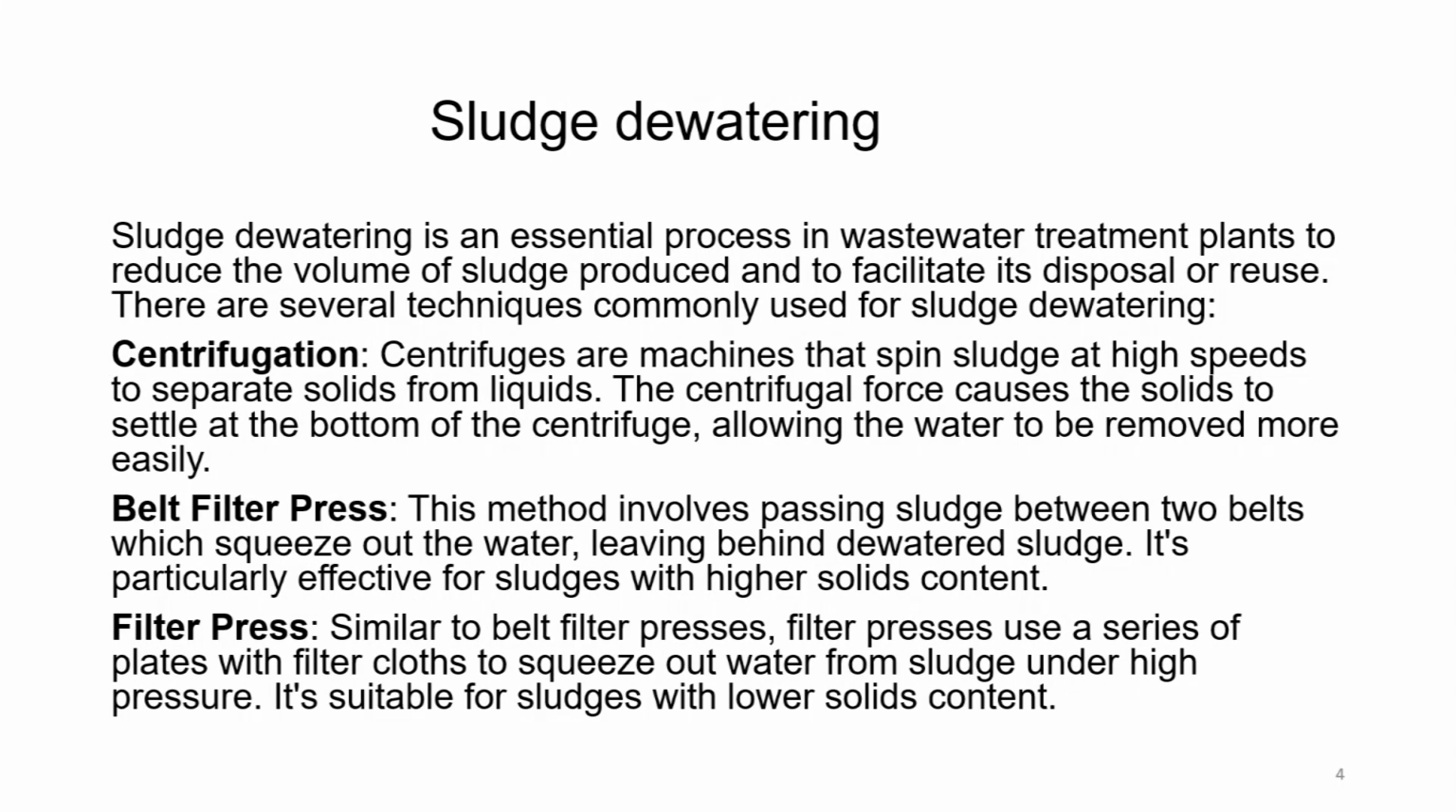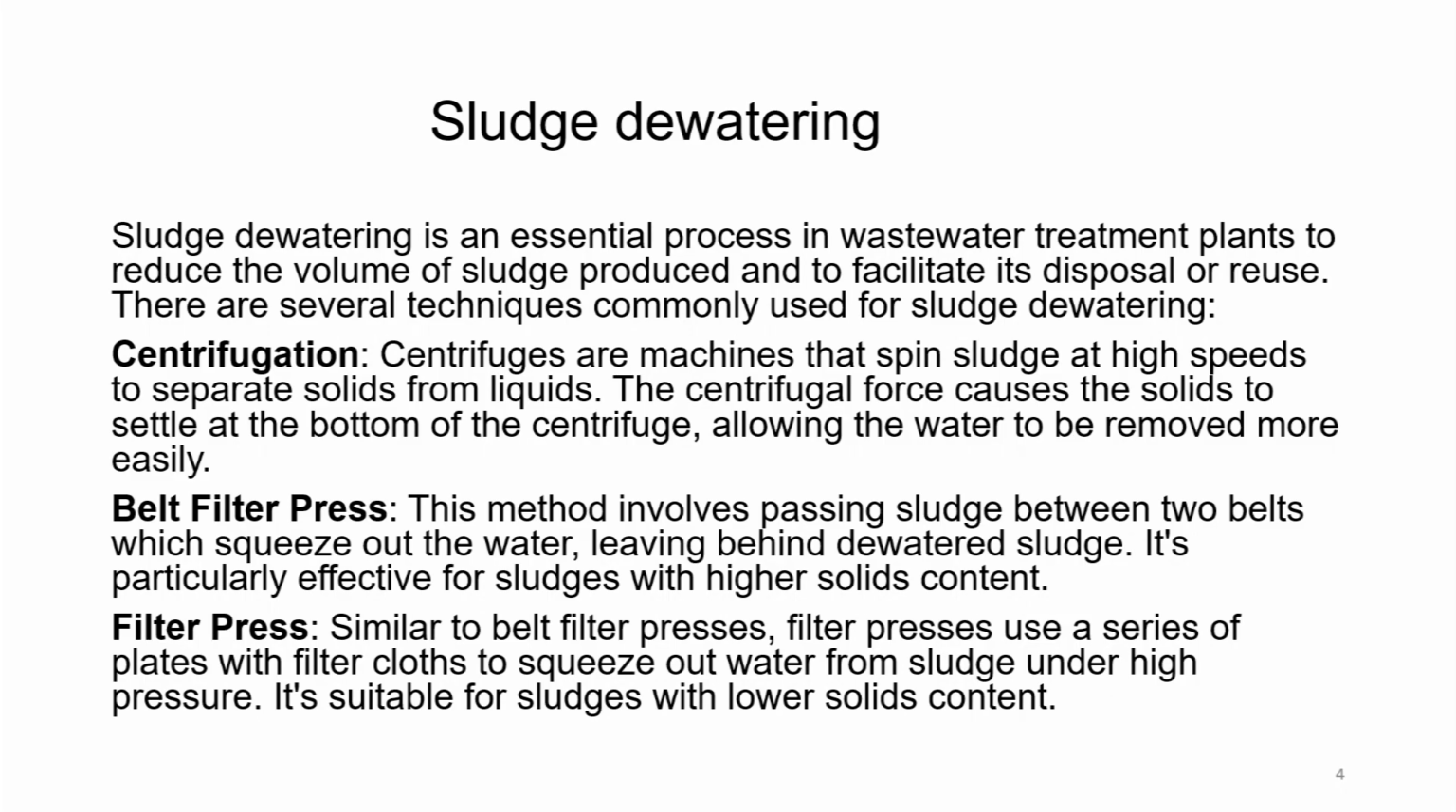Sludge dewatering is an essential process in wastewater treatment plants to reduce the volume of sludge produced and to facilitate its disposal or reuse. There are several techniques commonly used for sludge dewatering. Now, one of them of course is centrifugation. Centrifuges are machines that spin sludge at high speeds to separate solids from liquids. The centrifugal force causes the solids to settle at the bottom of the centrifuge, allowing the water to be removed more easily.